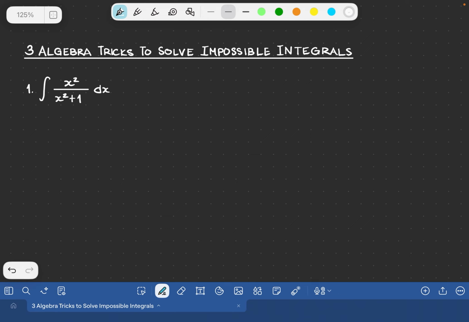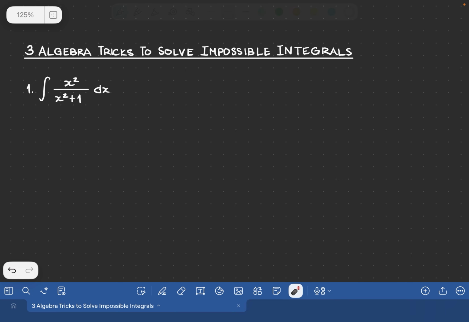So welcome back. Today we will be looking at integrals that might seem impossible to solve at first because there's no obvious derivative to use for the U-substitution. The trick? We don't integrate yet. We will be applying algebra first. In particular, we will be using tools such as long division, splitting the fraction, and completing the square.